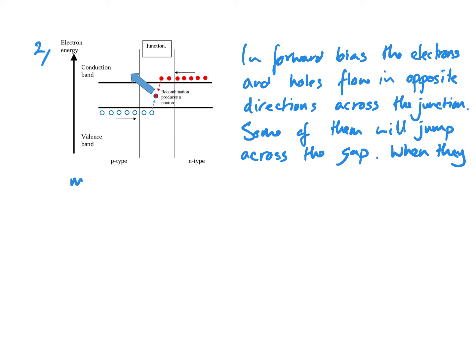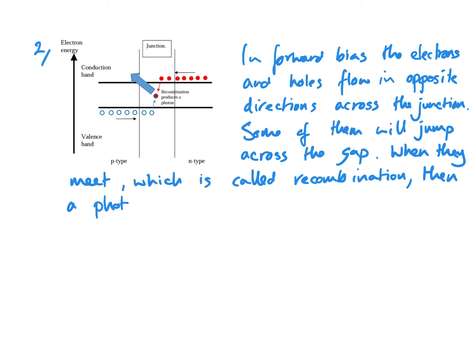When they meet, which is called recombination, then the electron has lost energy. It's moved from a higher energy level to a lower energy level, and just like we saw in spectra, a photon is emitted.